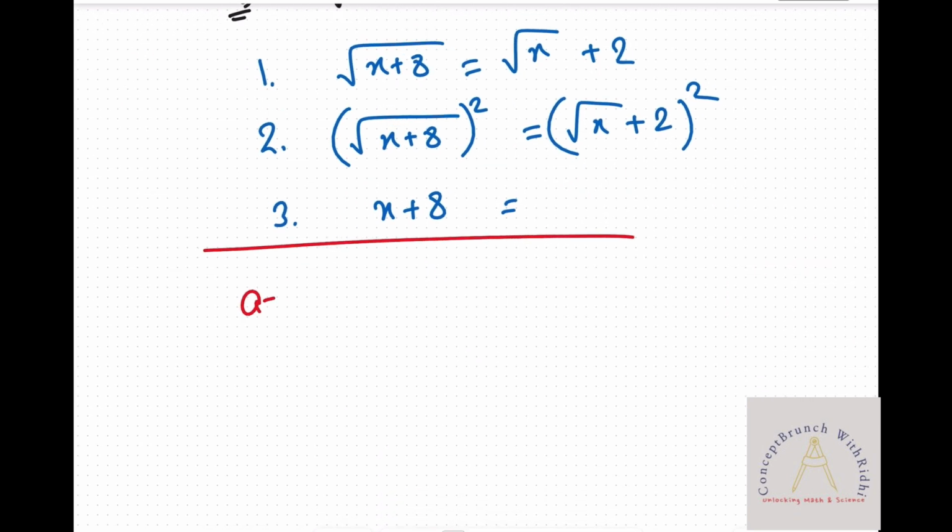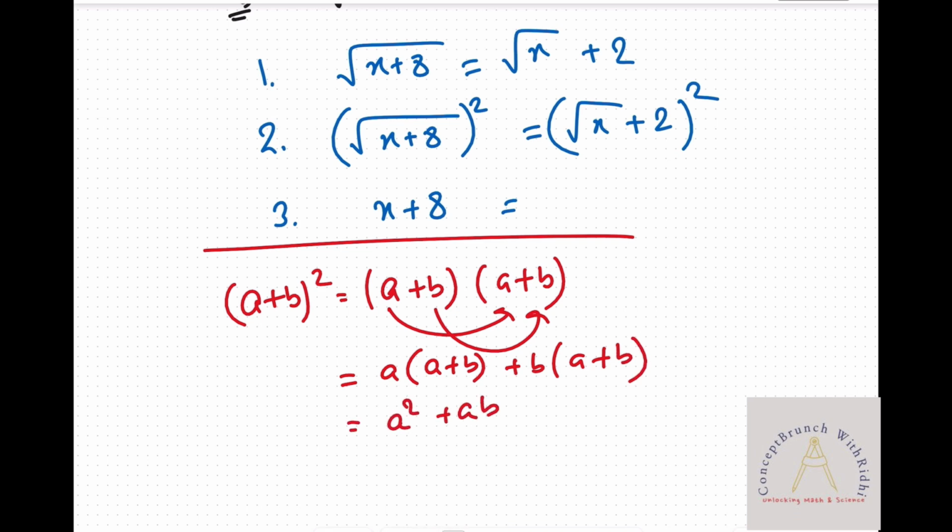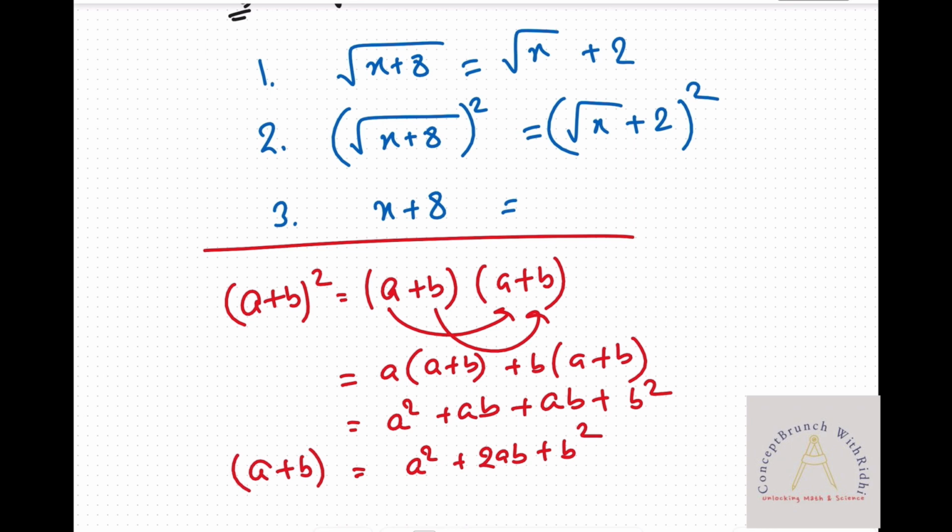(a plus b) whole square. What is the meaning of that? (a plus b) times (a plus b). a you can multiply with (a plus b), and b you can multiply with (a plus b), right? So I'm just doing that. Now expand them: a square plus ab plus ab plus b square. So it's going to be a square plus 2ab plus b square. So this one is a very useful formula.